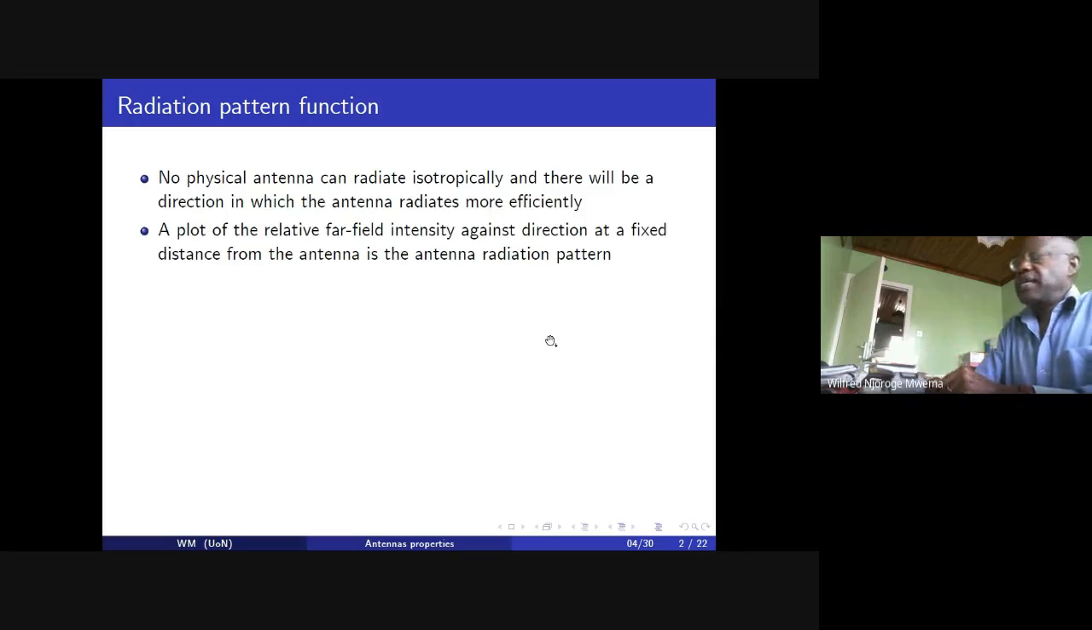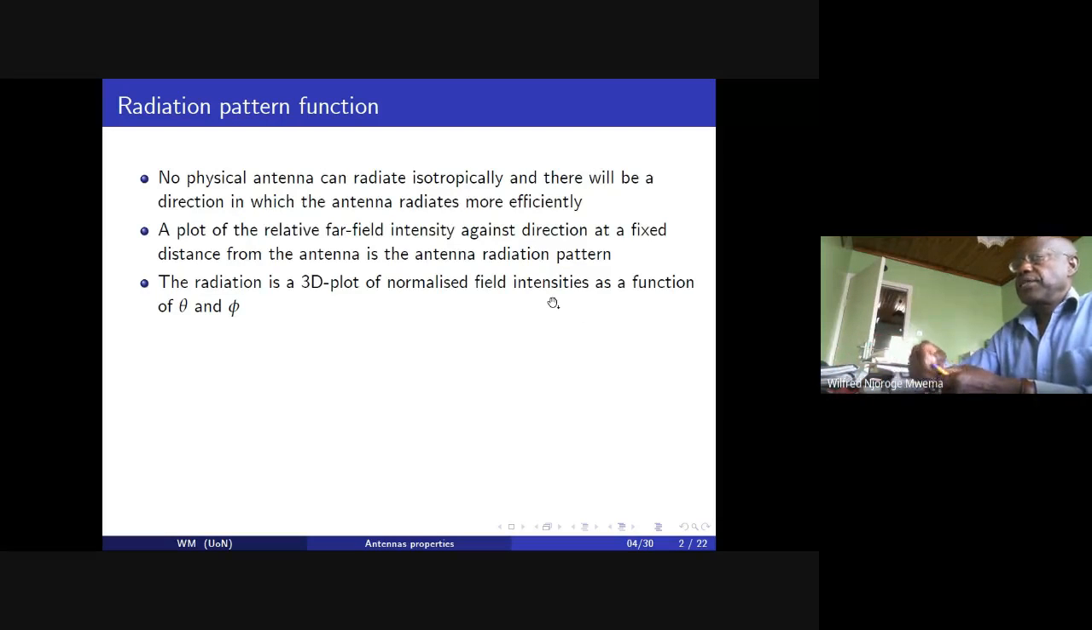So a plot of the relative far field intensity against the direction at a fixed distance from the antenna is what is referred to as the antenna radiation property or pattern. So the radiation pattern is usually a 3D plot of the normalized field intensities. That is, we are normalizing them with respect to the maximum radiated electric field or magnetic field as a function of both the elevation angle theta and the azimuthal angle phi in the 3D or spherical coordinate system.